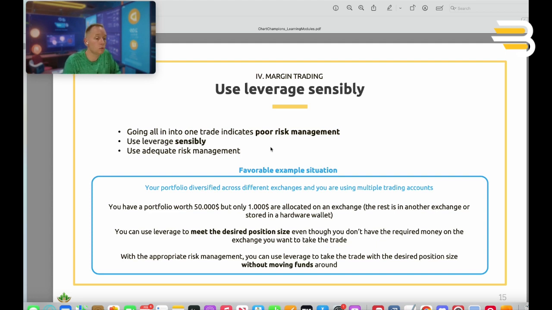You can use leverage to meet the desired position size, even though you don't have the required money on the exchange you want to take the trade on. With the appropriate risk management, you can use leverage to take the trade with the desired position size without moving the funds around. Okay, that sounds real dry, technical. Guys, what does this mean, or how is this practical?